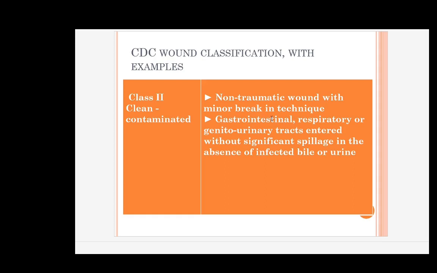So I am entering into the GIT, but there is no significant spillage because care has been taken pre-operatively and also intraoperatively. So the spillage that happens is not significant and it is not that detrimental to the body. Okay, so this is termed as clean contaminated. So any entry into the gastrointestinal tract, respiratory tract or genitourinary tract in a controlled fashion or in a planned fashion would be termed as clean contaminated.